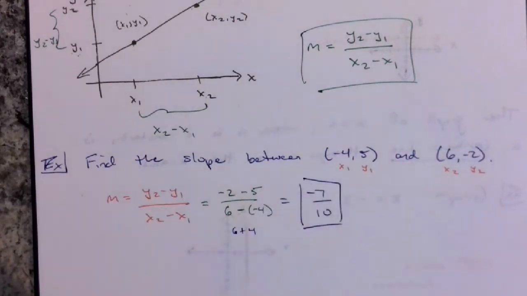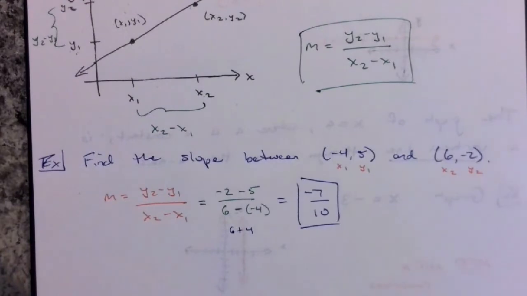In an application problem, you might be asked to use that as a decimal. If not, we'll leave it in exact form as negative 7/10 as a fraction. If you did give me a decimal and I didn't ask you specifically, I'd be okay with you giving a decimal, but you'll see it frequently as a fraction.